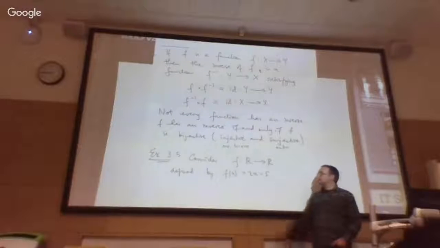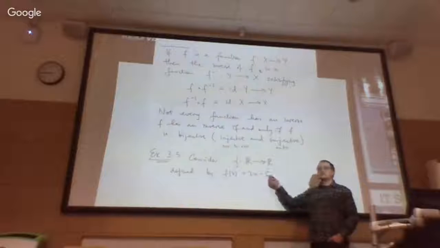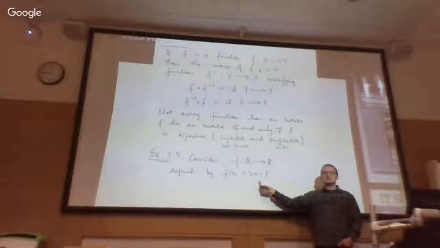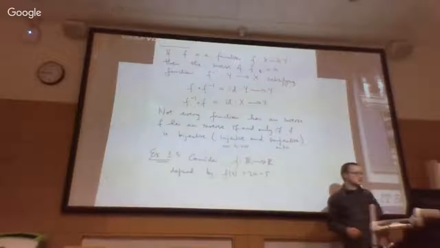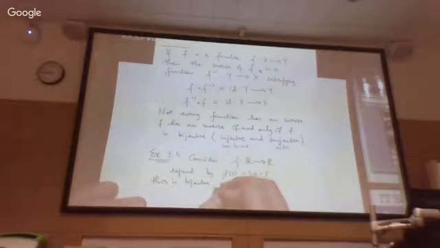And secondly, you never get the same value out of 2x minus 5 for different inputs x. If you give different inputs x into this formula, you always get different values then. So it is injective as well. So this is bijective. So it has an inverse.